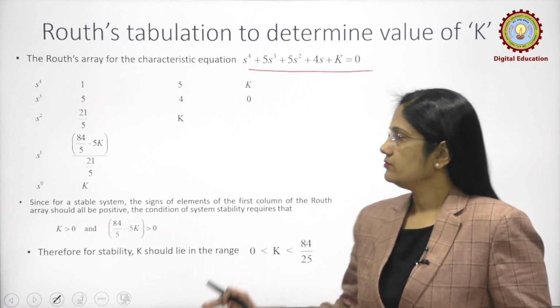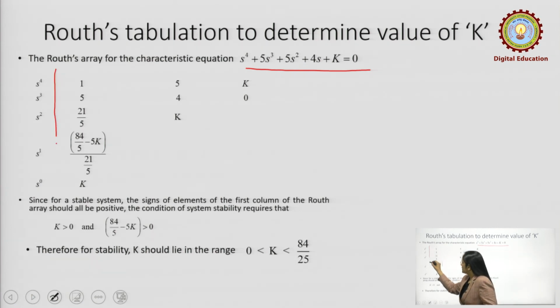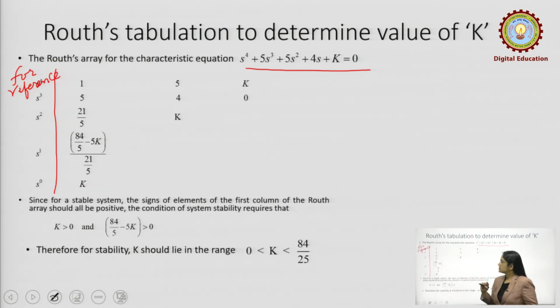As can be seen, the highest order term here is s raised to 4. Now, this s raised to 4, s cube, s square, s 1 and s raised to 0 is for reference, to know where the Routh tabulation should terminate. So, this is only for reference, and this is the actual tabulation.